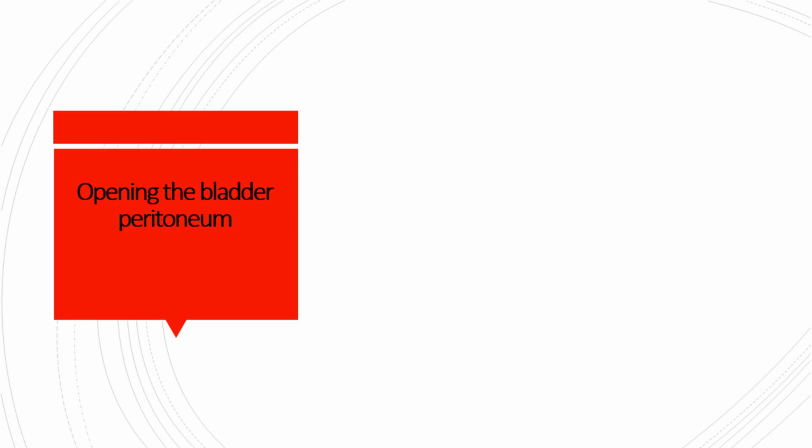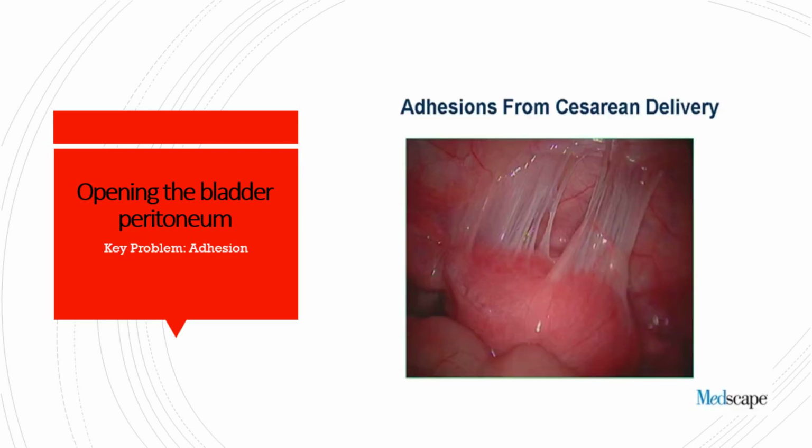Scarring from previous cesarean sections is a common issue that can complicate subsequent surgeries. Adhesions from prior procedures can obscure normal anatomical planes, making it challenging to open the bladder peritoneum safely. In general, by being aware of these challenges and employing careful surgical techniques, we can minimize risks and improve outcomes for our patients.